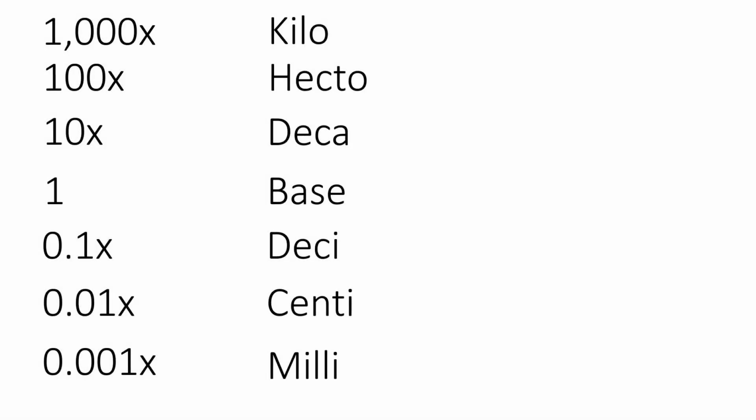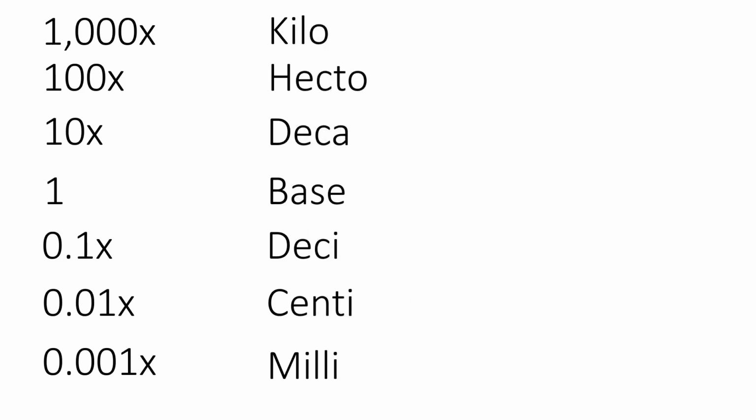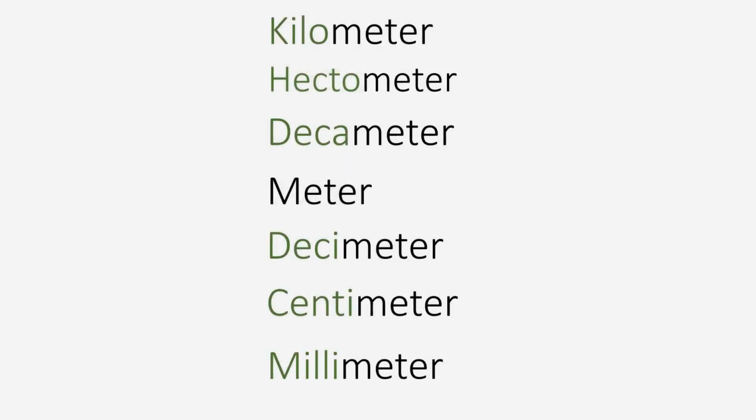Today we will be learning both about the imperial system and the metric system combined. You may remember the prefixes we used in the metric system video. We remembered these by the acronym King Henry died by drinking chocolate milk. These prefixes go in front of the base unit. In our case, that is a meter.